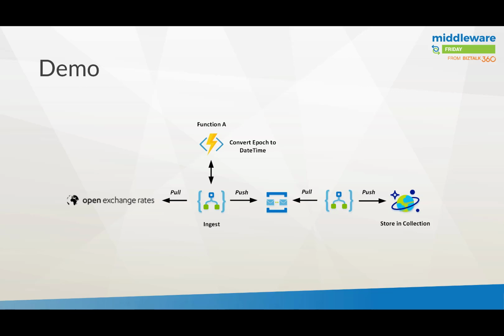So you might recall this demo from a previous Middleware Friday episode. There's a Logic App ingesting open exchange rates, in this case USD exchange rates. It contains an element which is a datetime, but it's more like a Unix format of a datetime, which is called epoch, and you want to get that back to datetime. So there is no function expression in Logic Apps available to do this for you, so you can call out to a function.